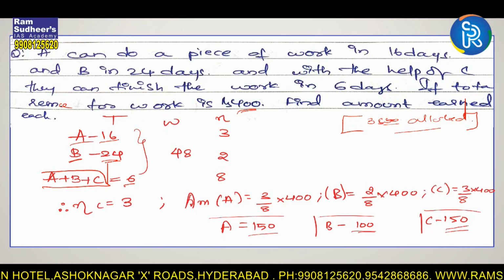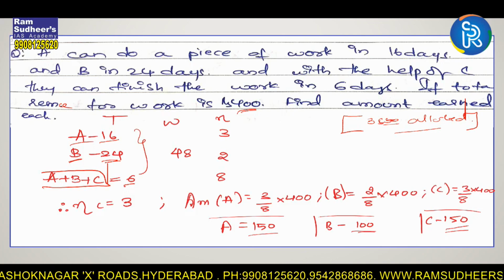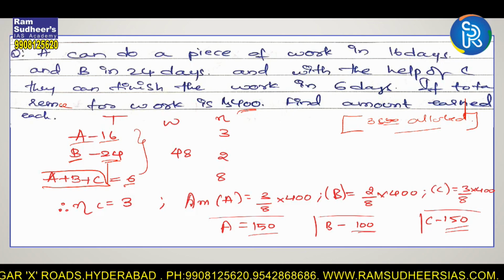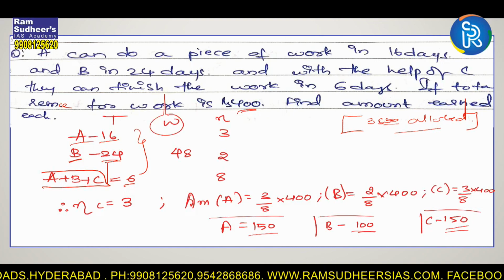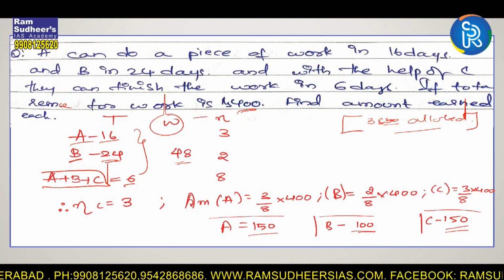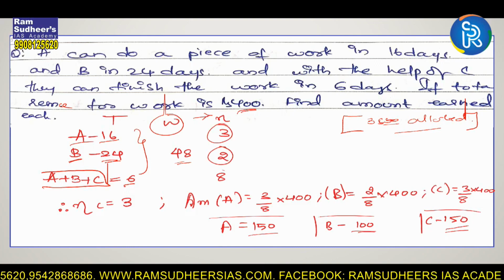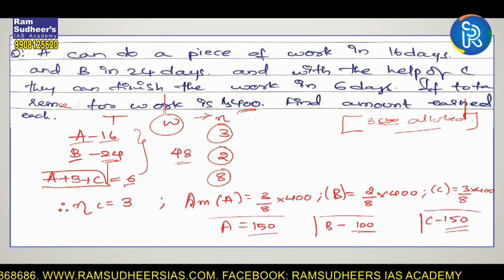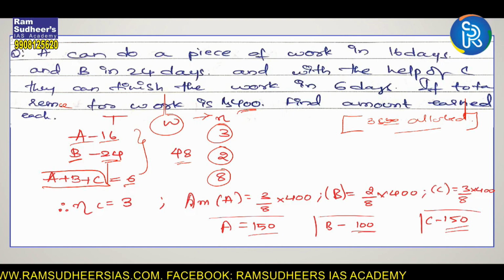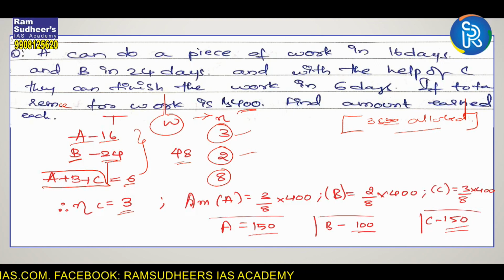I'll just go with my first step, finding out the LCM of 16, 24, and 6, which is 48, and our work turns out to be 48 units. And the next step, finding out efficiency, which is 3 for A, 2 for B, and 8 for A, B, and C together. I have efficiency of A to be 3, B to be 2, and my efficiency of C would turn out to be 3.